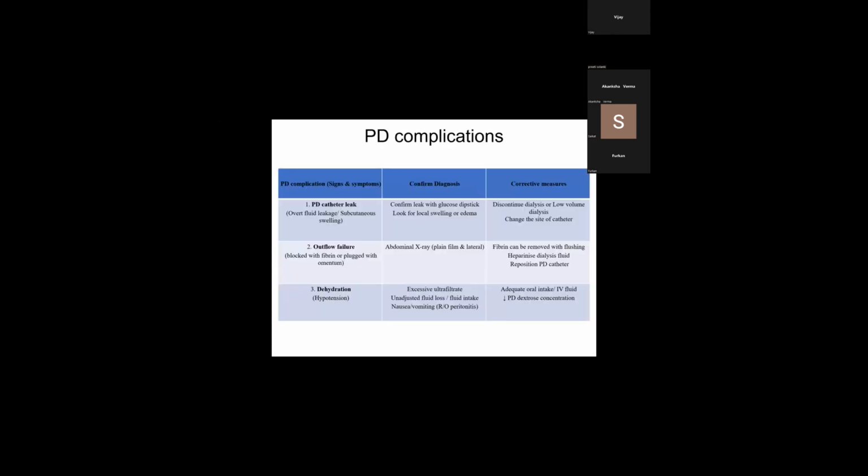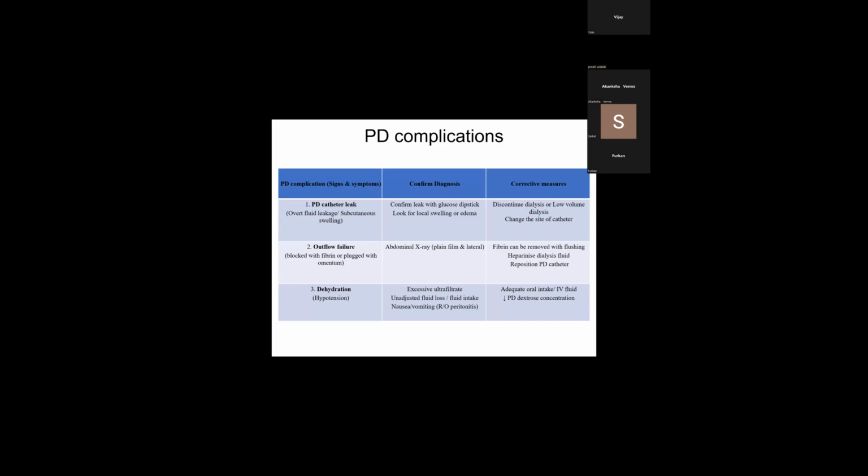Now, the complications associated with peritoneal dialysis. The main complications are catheter leak and hyperglycemia. Coming to PD catheter leak, first we confirm the diagnosis of leak with a glucose dipstick. For this, we can discontinue dialysis or low volume dialysis can be done, and the site of the catheter also needs to be changed. For outflow failure, first we confirm by doing an abdominal X-ray, and fibrin can be removed by flushing with heparin and repositioning the PD catheter.